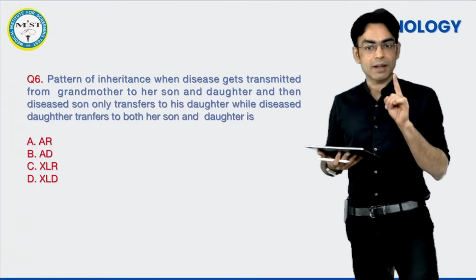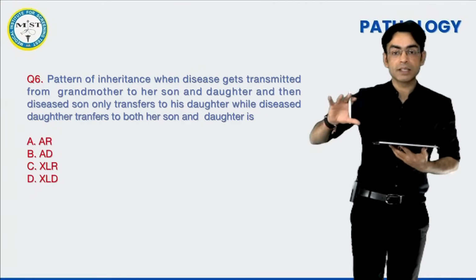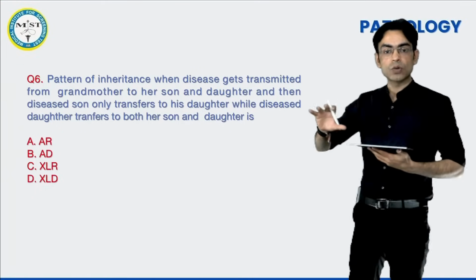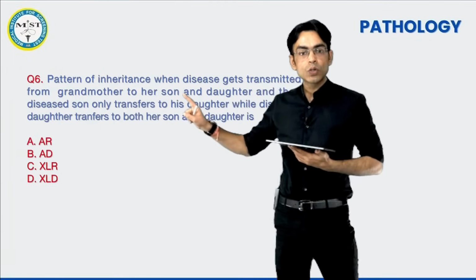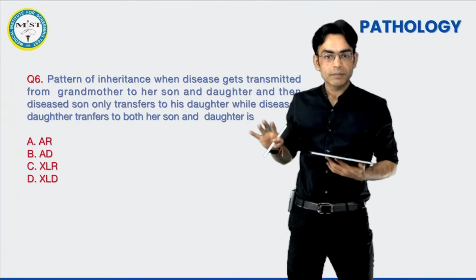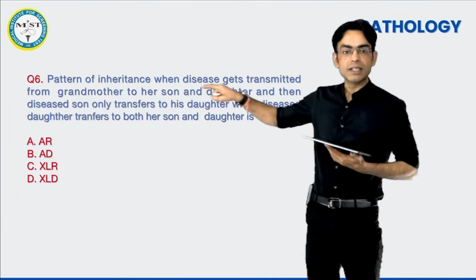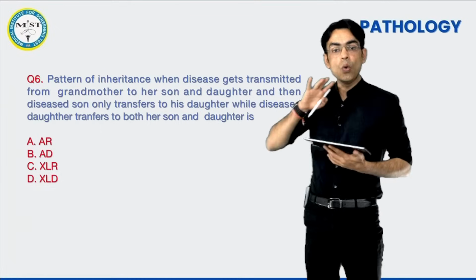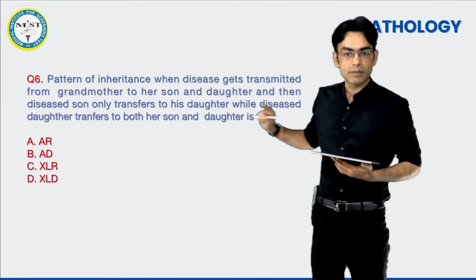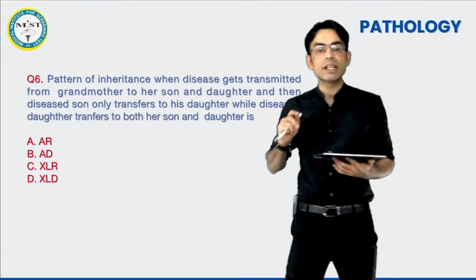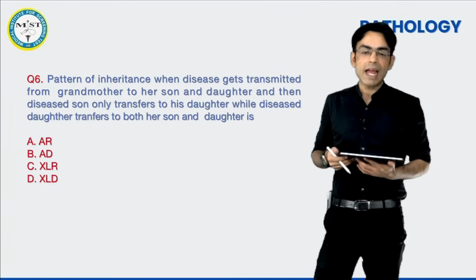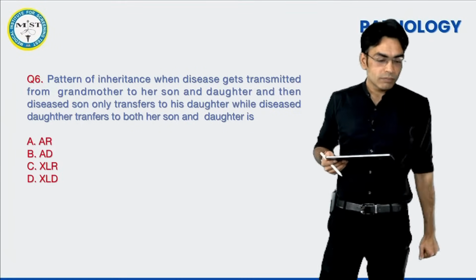तो यहाँ पे क्या आ रहा है? 3 जनरेशन की बात कर ली बेटा. ध्यान से आंसर करेंगे इसको. Disease is getting transmitted from grandmother to son and daughter both. Now this diseased son is only giving the disease to daughter, whereas the diseased daughter is giving disease to both son and daughter. बताओ.